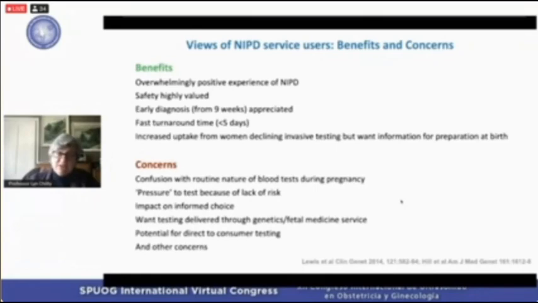Hay preocupaciones acerca de la confusión con la naturaleza rutinaria de los análisis de sangre en el brazo, la presión para la prueba, porque no hay excusas para nosotros, pero se necesita tomar una decisión informada y la idea es tener estas pruebas a través del servicio de medicina fetal. También hay preocupación acerca de diferentes aspectos de la prueba, pero realmente son muy positivas acerca de la experiencia con esta prueba. En nuestra experiencia en el Reino Unido hay muy buenas respuestas de las familias en riesgo.